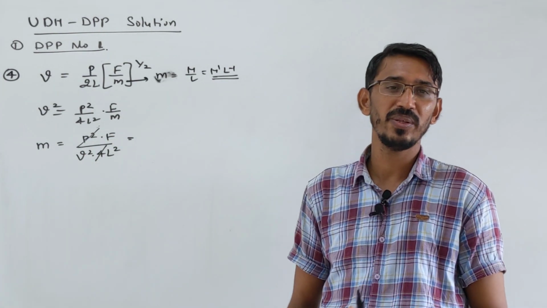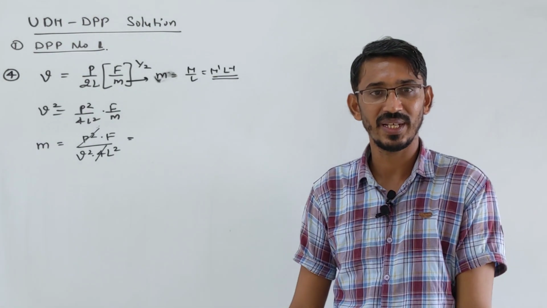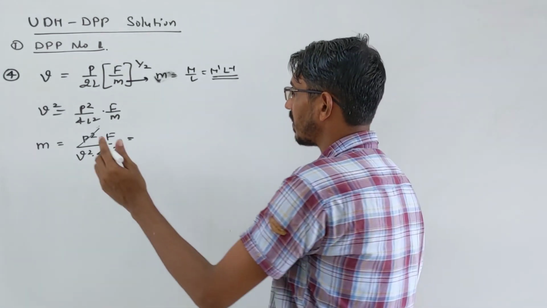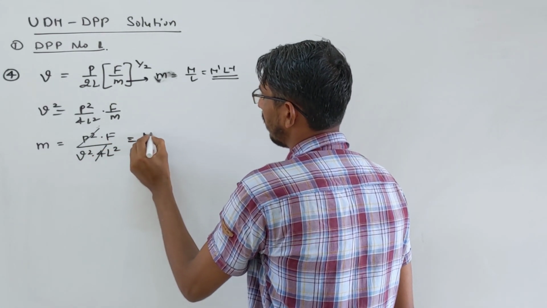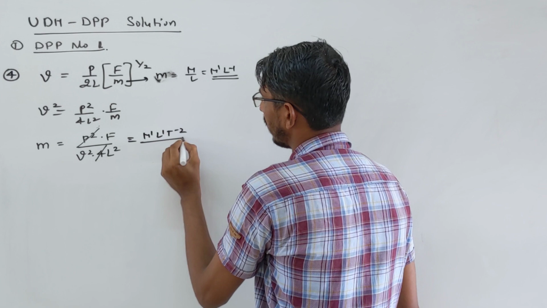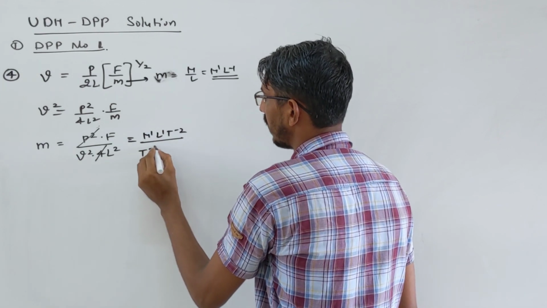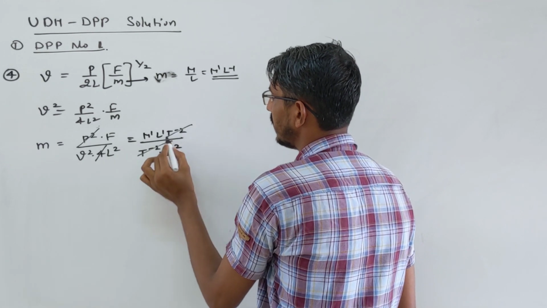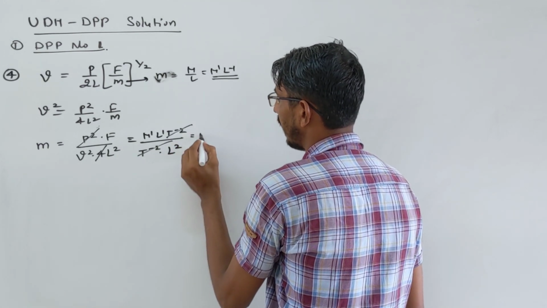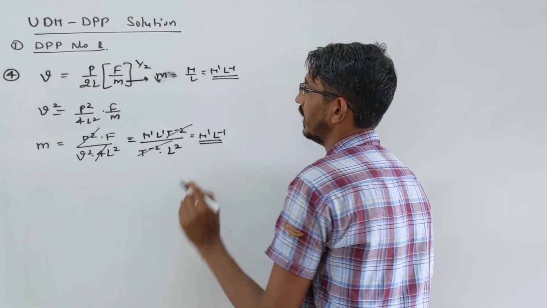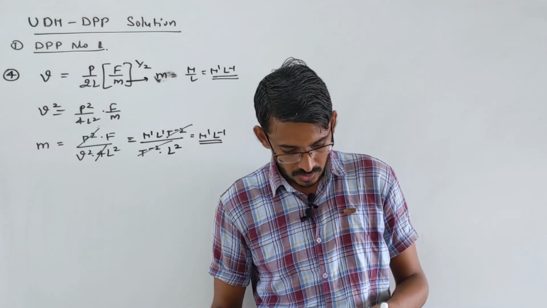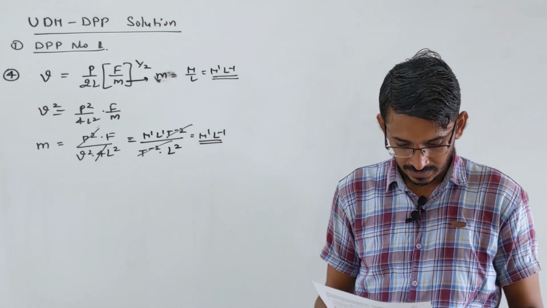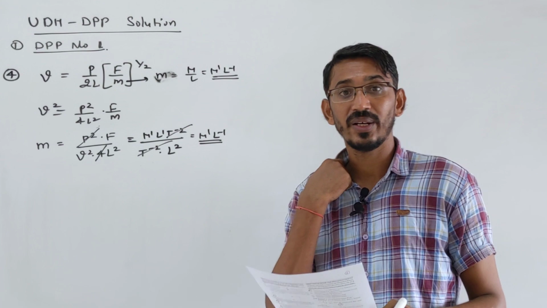Right now I cannot tell you the whole formula of complete physics. It comes chapter by chapter. Force is M power 1 L power 1 T power minus 2. Frequency square means T power minus 2. L square is L square. So this gets cancelled and we get a simple answer: M power 1 L power minus 1. That's your answer. So which option? Third option is the correct answer.